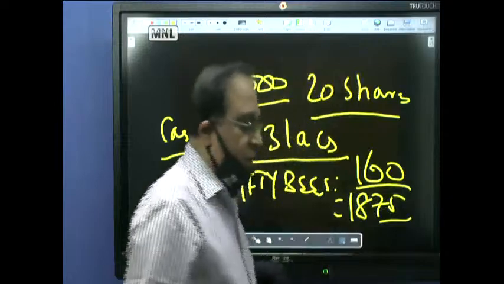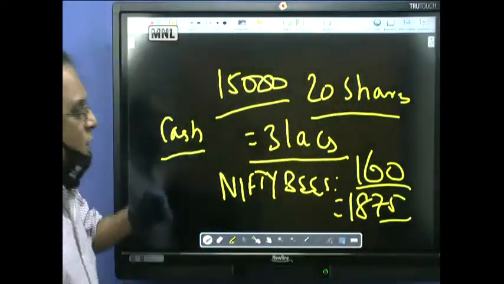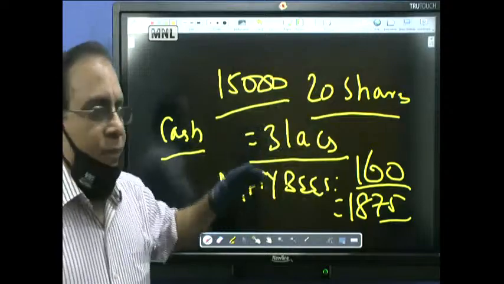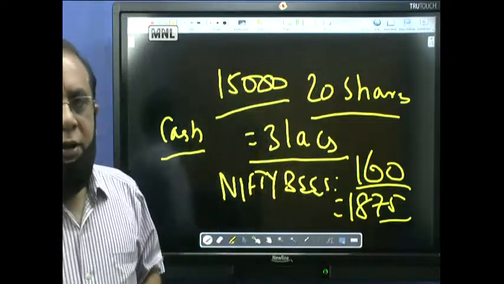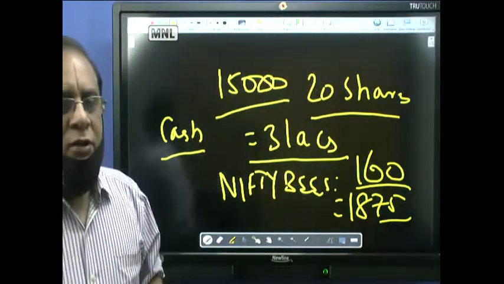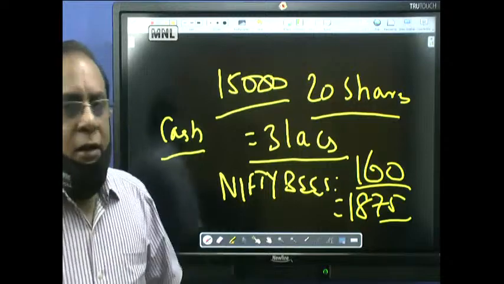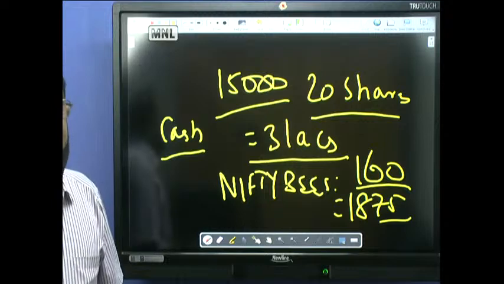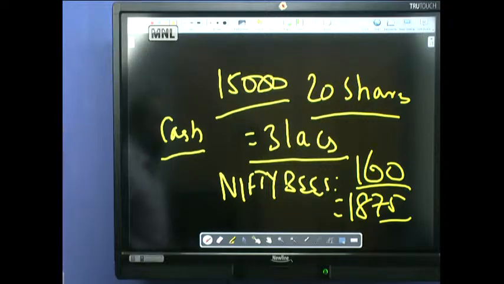If you buy 1,875 shares worth 3 lakhs, then if the price moves up, you make profit. If the price comes down, you make loss, and you keep holding the position in case you don't want to cut the loss. So you wait for some higher level, and take the trade accordingly. So this is the way normally you approach a cash market situation.